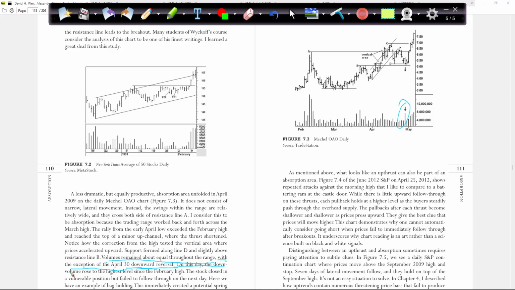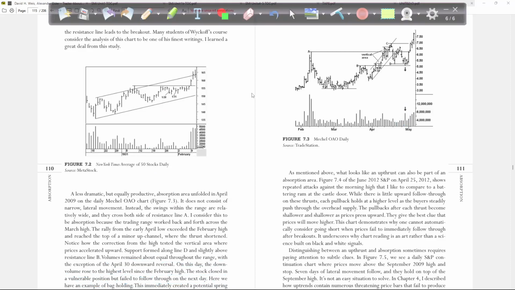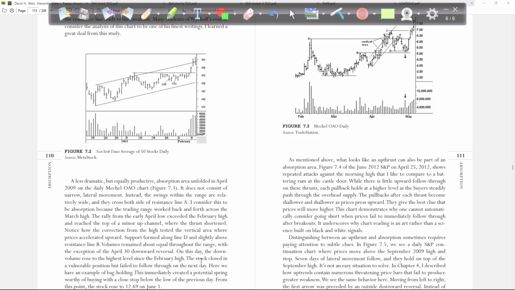On this day, the down volume rose to the highest level since the February high. The stock closed in a vulnerable position but failed to follow through on the next day. Here we have an example of backholding. This immediately created a potential spring worthy of buying with a closed stop below the low of the previous day.